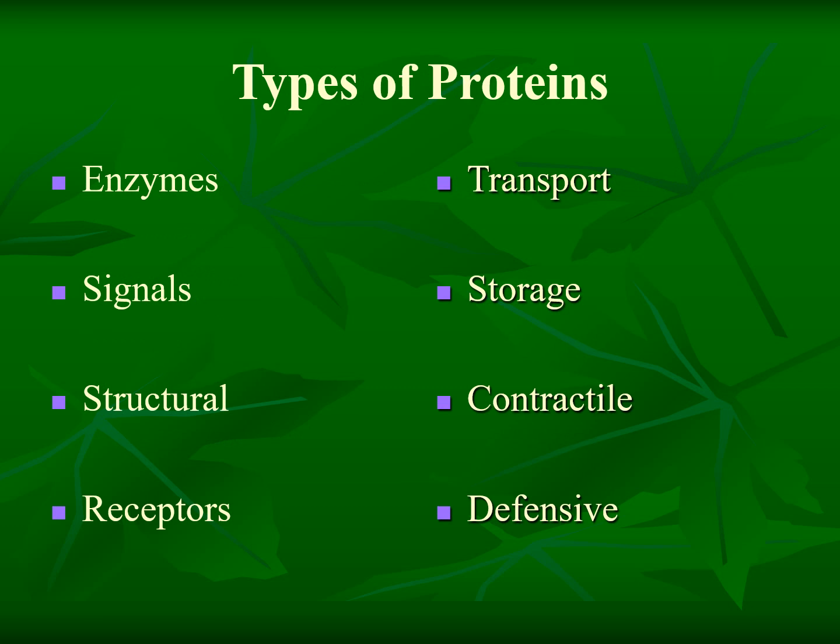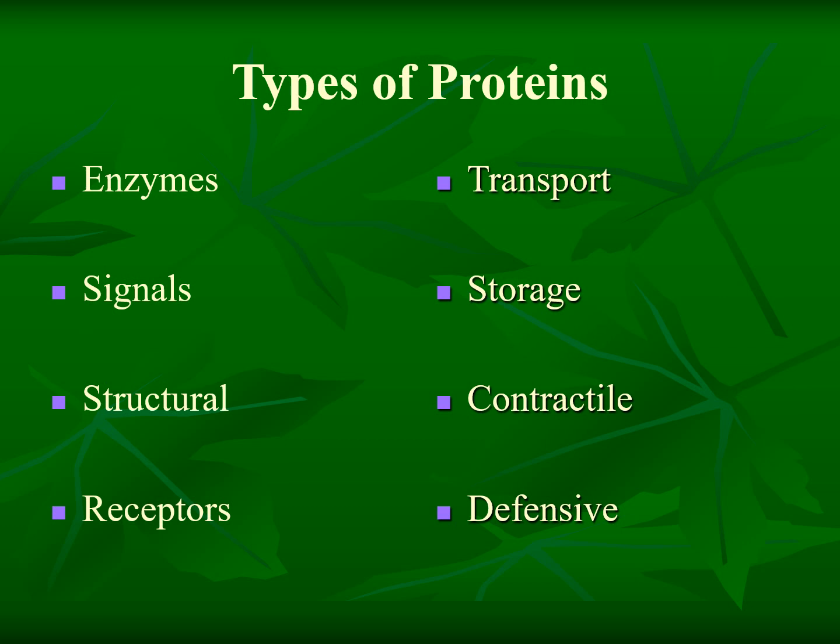You've all seen examples of that whenever you cook an egg. The white of an egg contains protein, and when you cook it and increase the temperature, you notice it changes color. That's because you're denaturing the proteins.